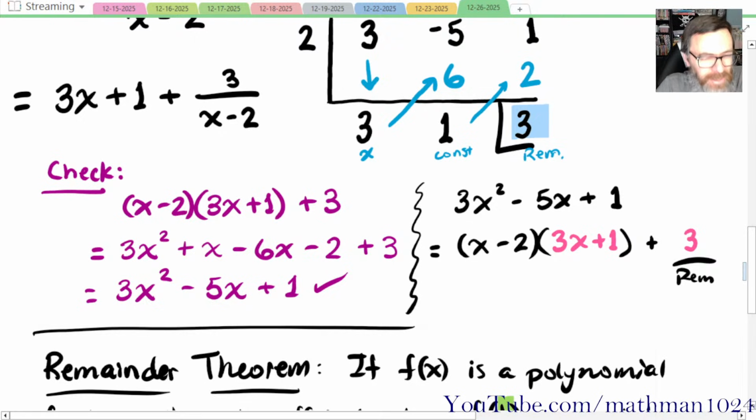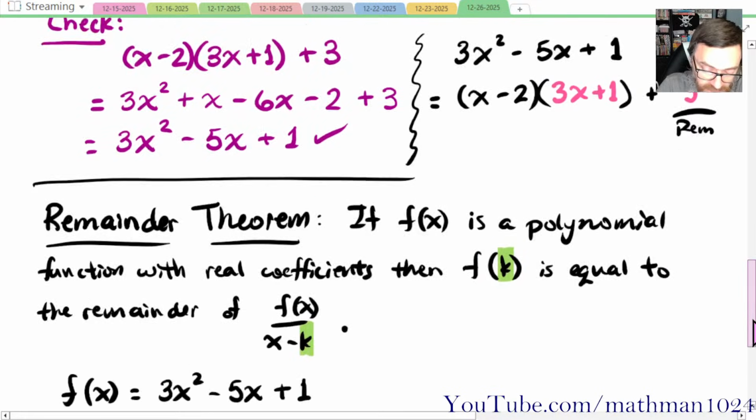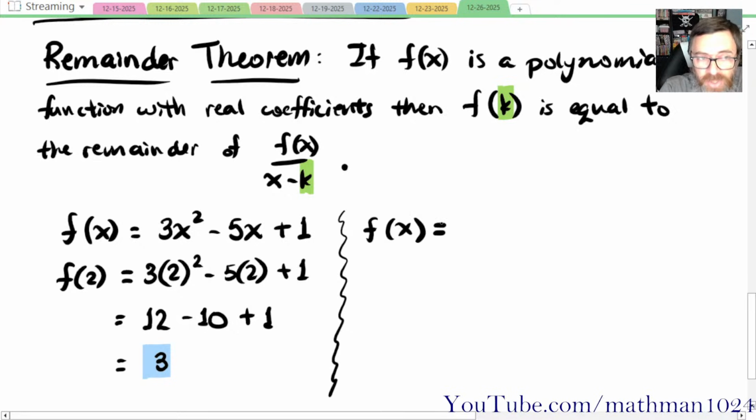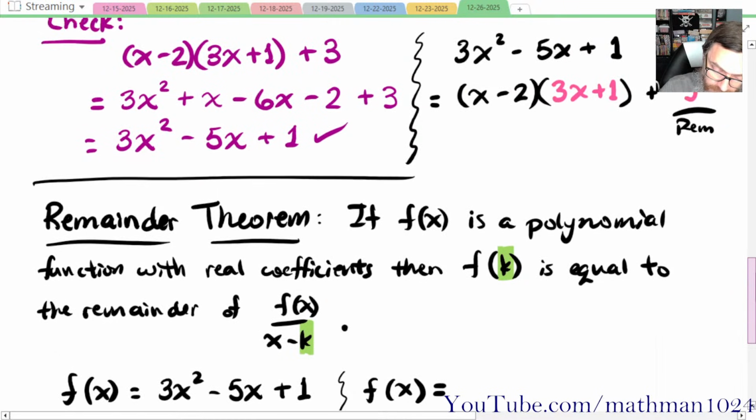Now, for a polynomial that's as small as this quadratic, you could just plug it in, right? Now, I want you to see something though. So we took 3x squared minus 5x plus 1. And we were able to rewrite that, if we scroll back here just a little bit, as x minus 2 times 3x plus 1, and then plus 3 out on the end there.